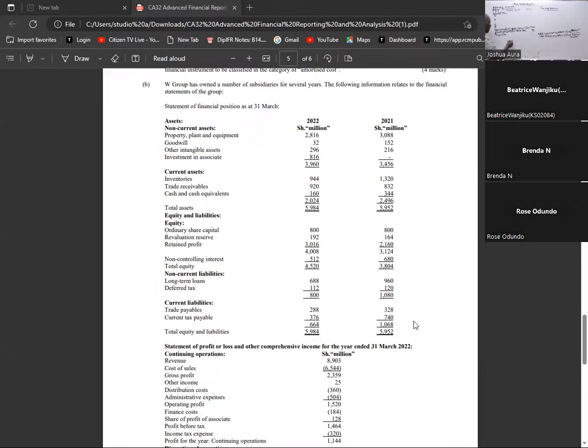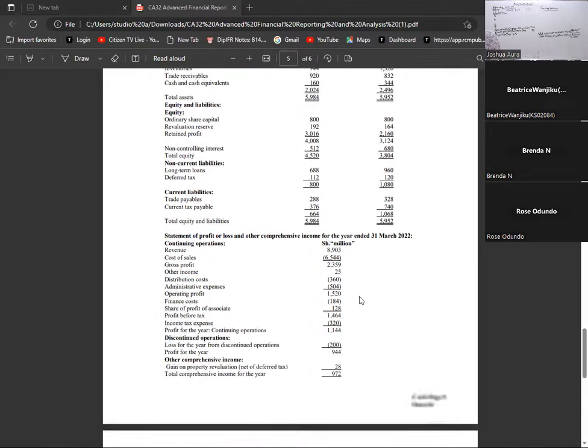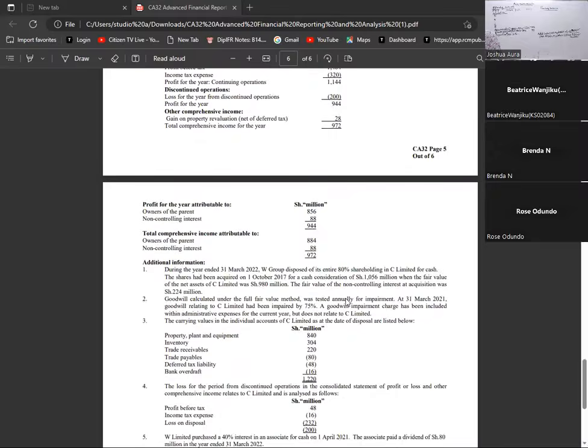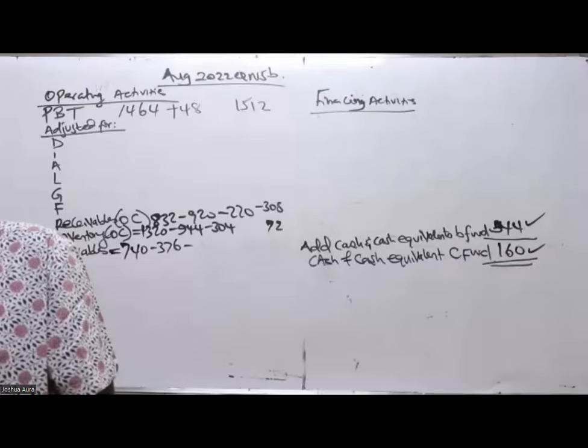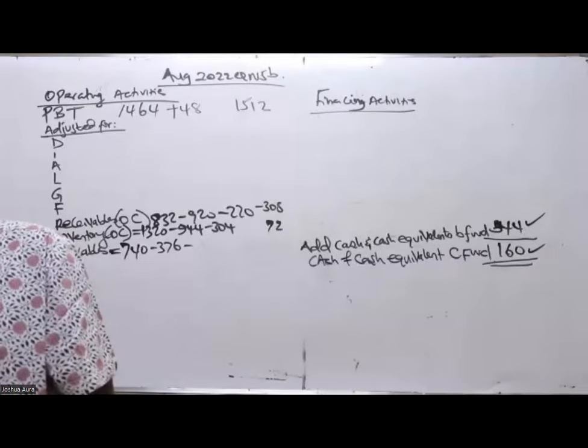So 740 minus 376. Do we have any payables in the subsidiary that was disposed? Let's check payables for the subsidiary that was disposed. The payables in this case were worth what here? 80. The payables were worth 80.